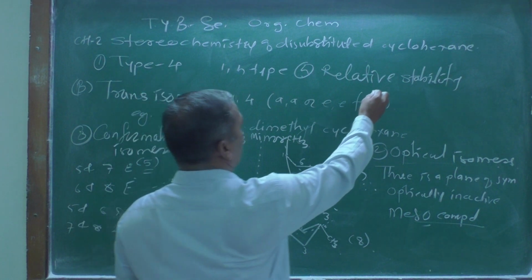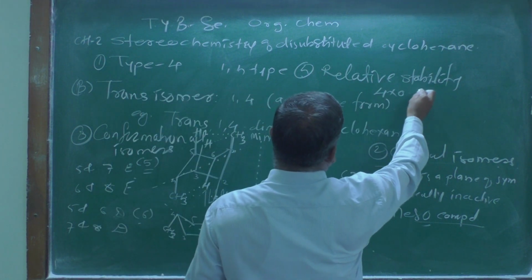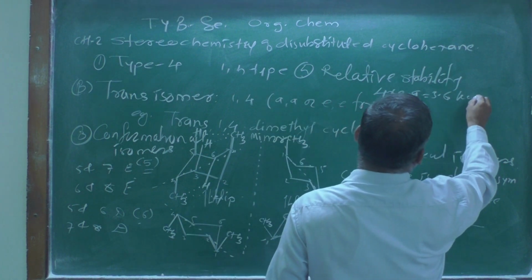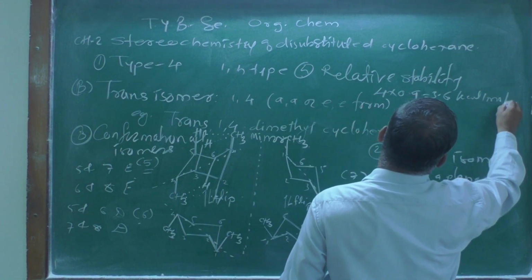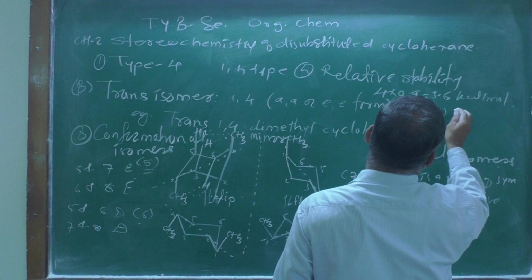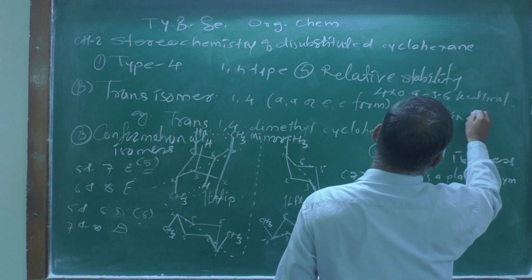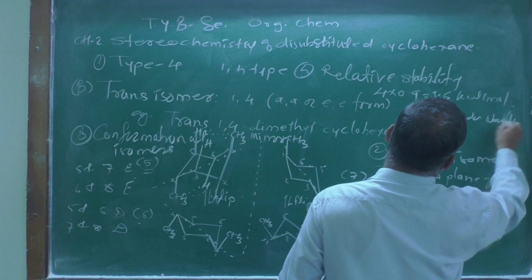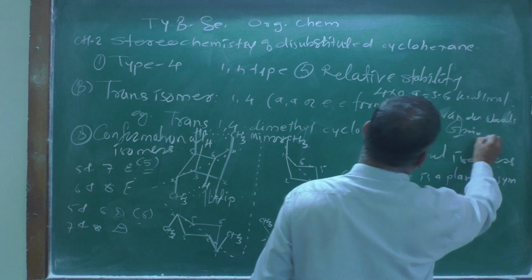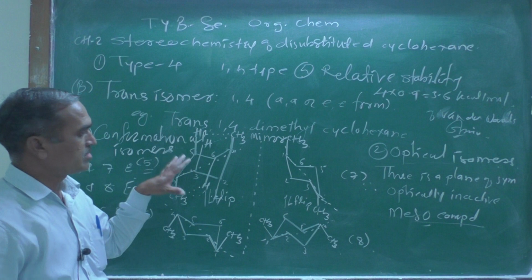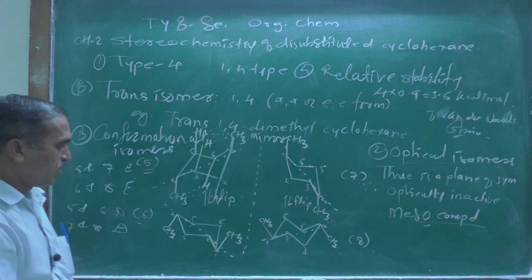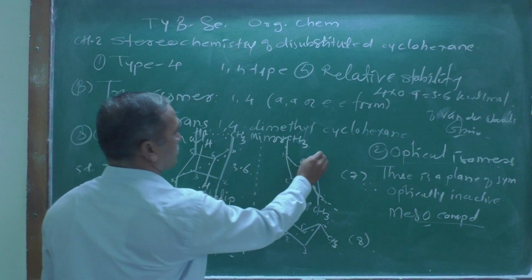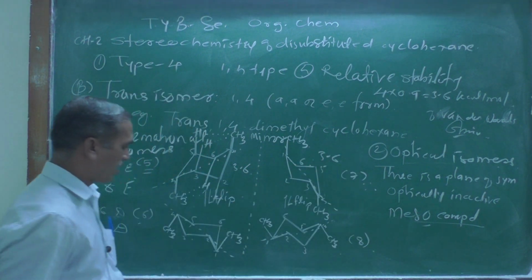So 4 multiplied by 0.9 is equal to 3.6 kilocalorie per mole of van der Waals strain. This much amount for this molecule, this and this. Now what about this? This is also 3.6 kilocalorie per mole.